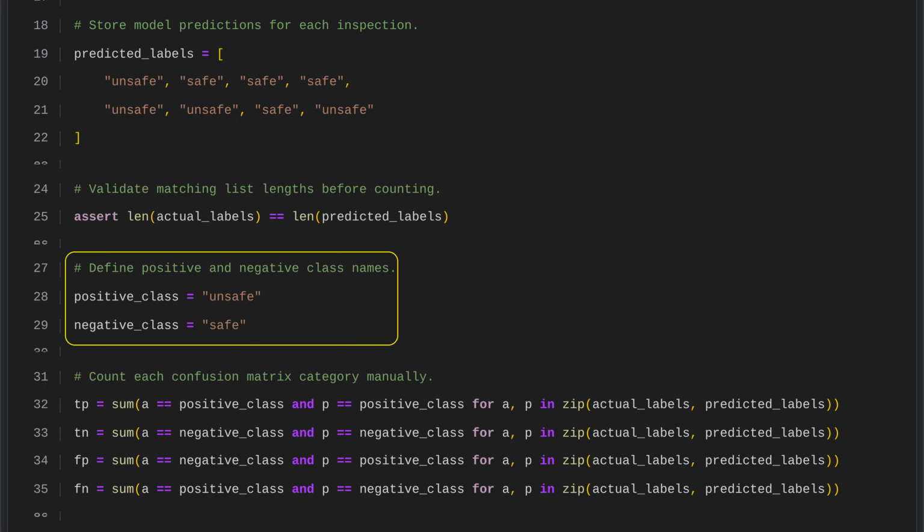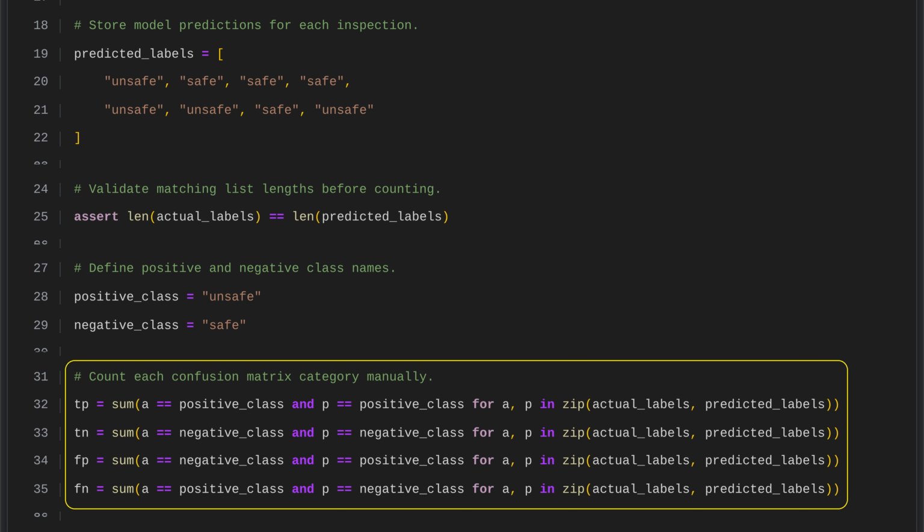For this classification task, the positive class is unsafe because it is the condition we want to detect. The negative class is safe, meaning the condition is absent. Defining these labels clearly is important for metrics such as true positives and false negatives.